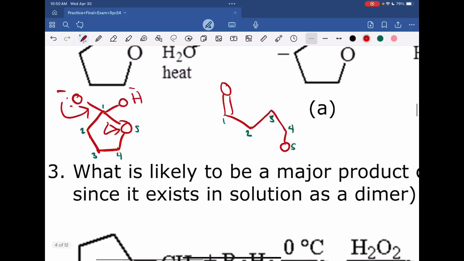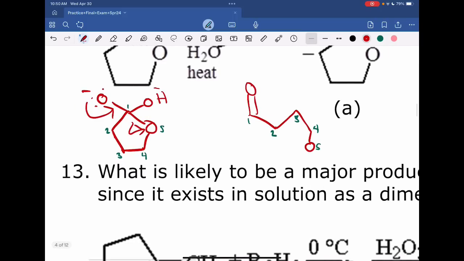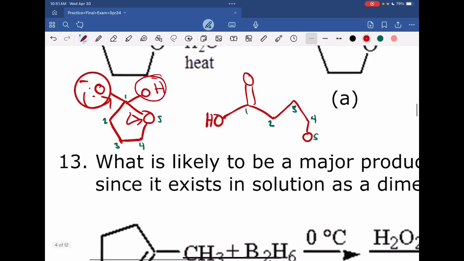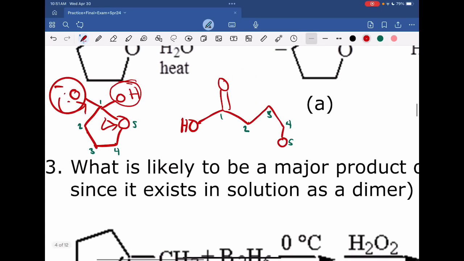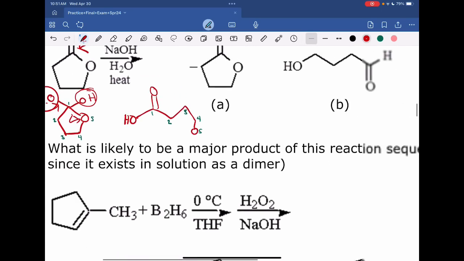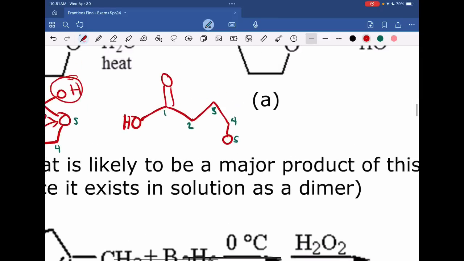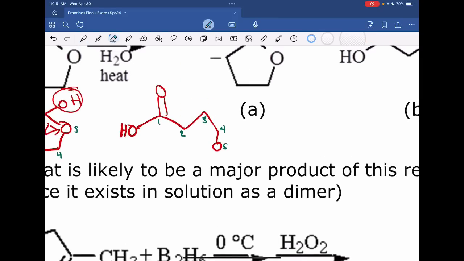Number 1 had this oxygen, which became the double bond O, which I just drew. It also had this OH, so let me draw this OH. Number 2, 3, 4, and 5 look good. Okay, but there's an issue here. This looks to me like almost the right answer, but there's something else.